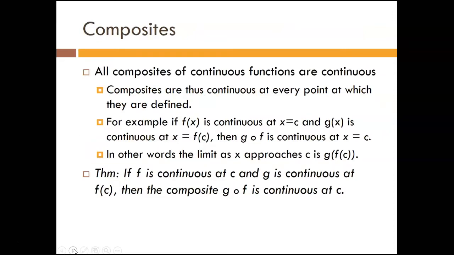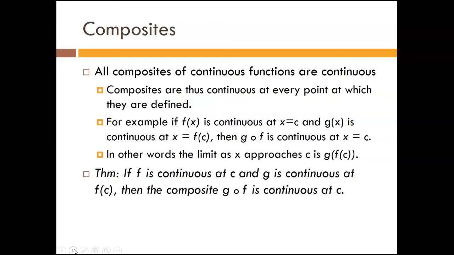Composite functions are f of g and g of f. Composite functions are continuous as well, so properties of continuity apply to composites. Composites are thus continuous at every point at which they are defined. For example, if f of x is continuous at x equals c, and g of x is continuous at x equals f of c, then g of f of x is continuous at x equals c. In other words, the limit as x approaches c is g of f of c. So we can also apply a limit to composites.